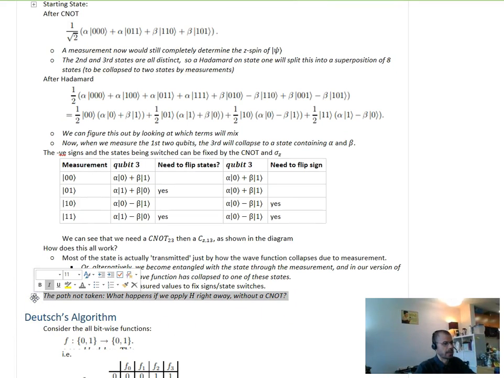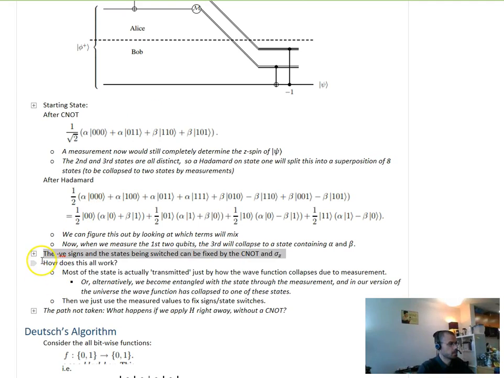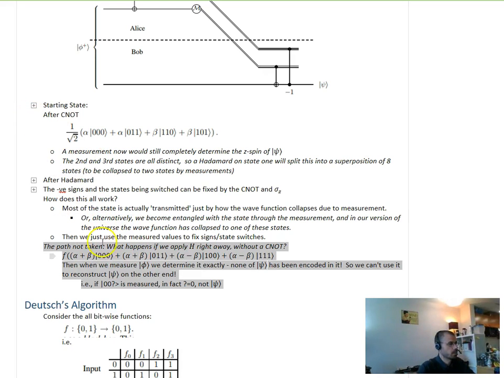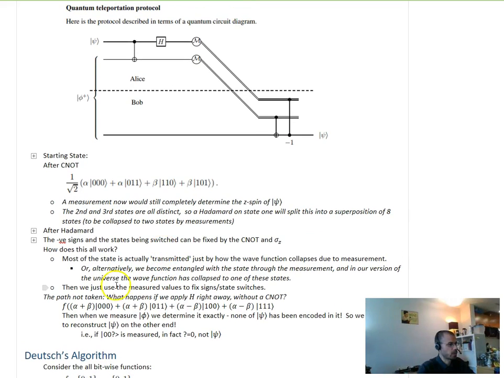The path not taken. So this is just like trying to think of, why didn't we just apply the Hadamard? Why did we need the C0 in the first place? So if we applied the H right away, we start out in this state, right? And so the second two qubits are either both 1 or they're both 0, right? And so then when we do the Hadamard, this state here and this state here will mix up, because this 0 will become a mix of zeros and ones.